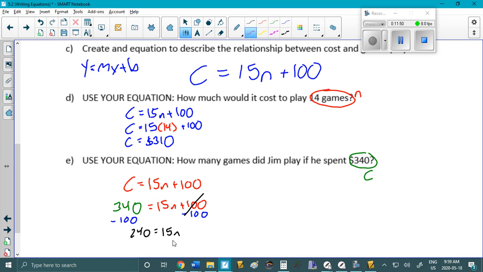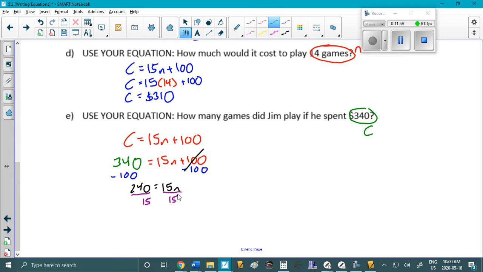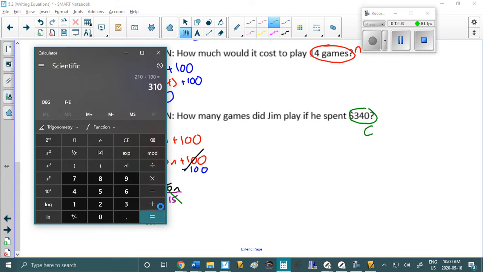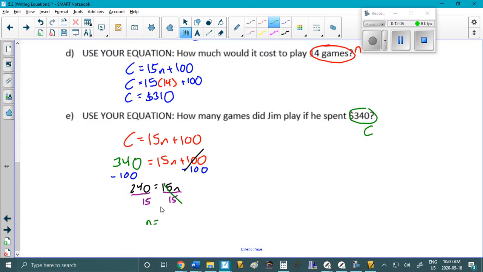And finally, the 15 and the n are multiplying, so I divide by the 15 to get rid of it. Right? Don't divide by the 240 because you want to get rid of the 15. So n equals 240 divided by 15 is 16 games. And if you look at the answer here, it makes sense, right? 14 games is 310, 16 games is 340. So this question here, this is about as hard as this stuff is going to get right now, so make sure you practice that.